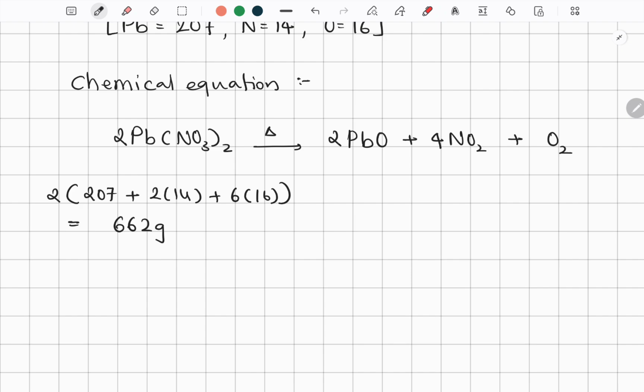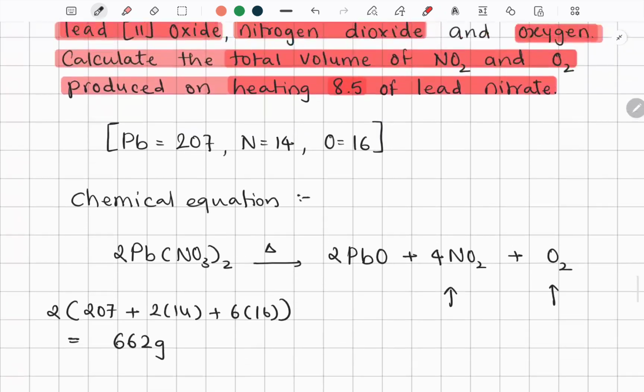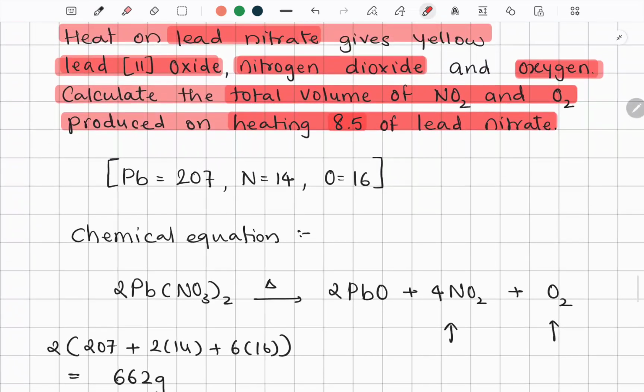Okay, 662 gram of lead nitrate is giving you how many grams of oxygen and nitrogen. Okay, so instead of going for the weight, we're gonna go for the volume. So how do we get the volume, and why do we get the volume? Because in this question it says to calculate the total volume of nitrogen dioxide and oxygen. Okay, so it's very simple.